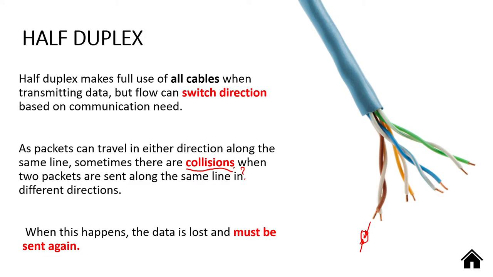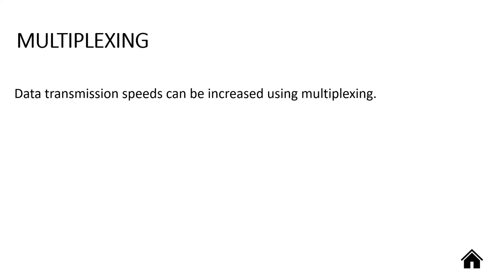Now with these three duplex modes, you can do something called multiplexing as well. Hopefully you've heard of that before. So multiplexing is when data transmission can be combined. Multiplexing is a method where several independent data sources or several independent cables are combined and sent along a single route to a single destination.